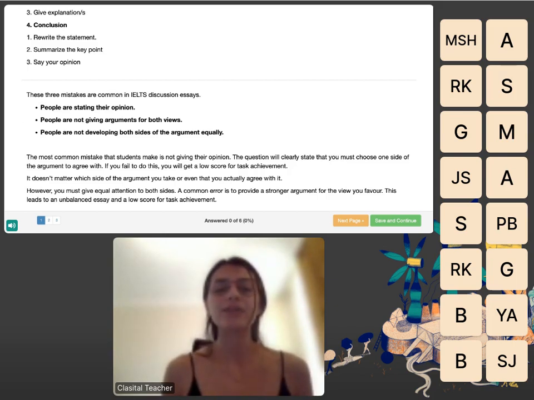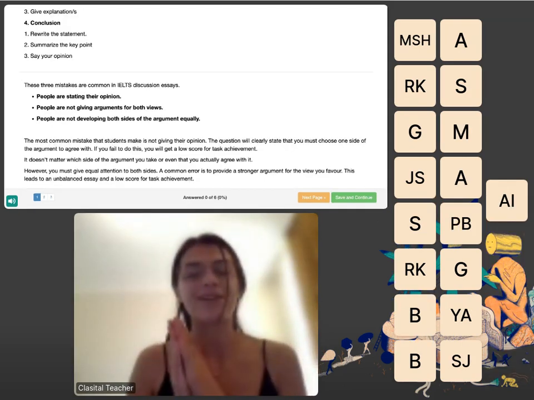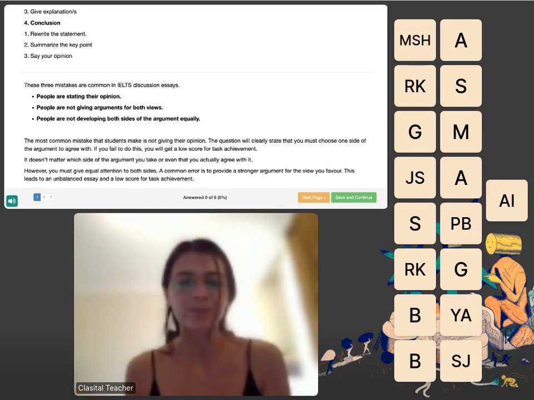And you need to also give arguments for both views. Basically, in discussion essays, you're given both sides of an argument, and you need to talk about both of them in different paragraphs. And lastly, you need to talk about both of those sides, both of those opposing views equally. So, for example, if you write two supporting ideas for one side of the argument, you need to also write two supporting ideas for the other argument.